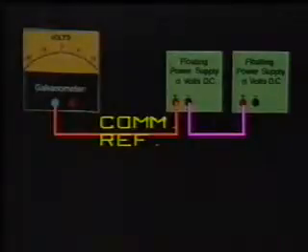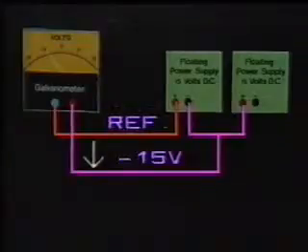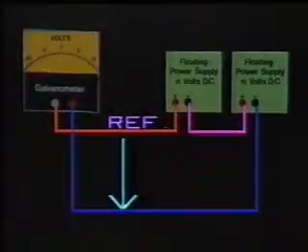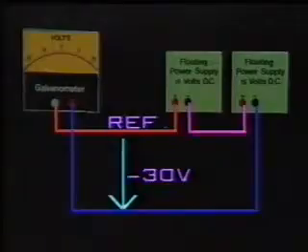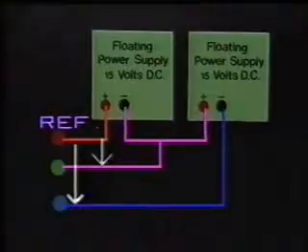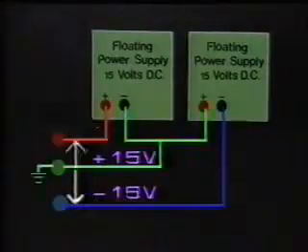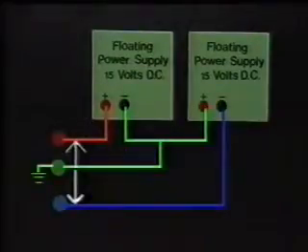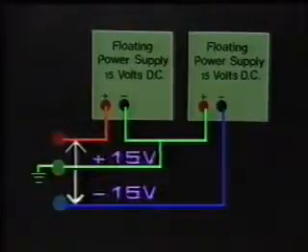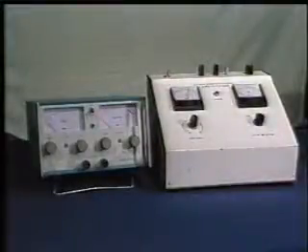Similarly, we can get a minus 15 volt supply or a minus 30 volt supply, or both. In such interconnection, if we ground the common reference, we get voltage with respect to ground potential.